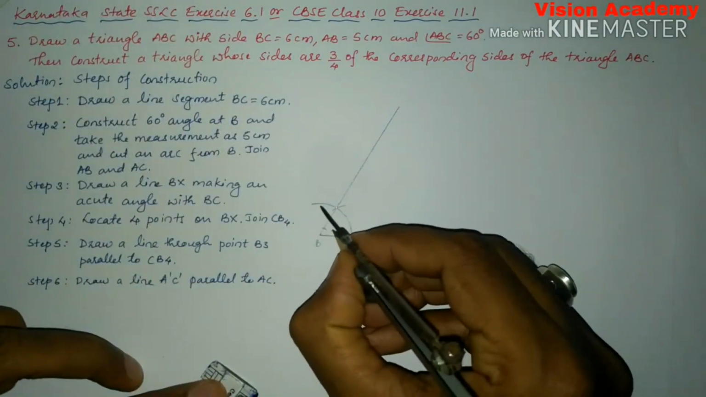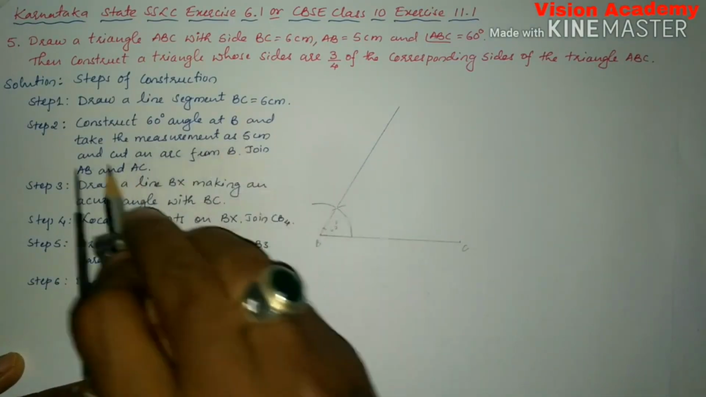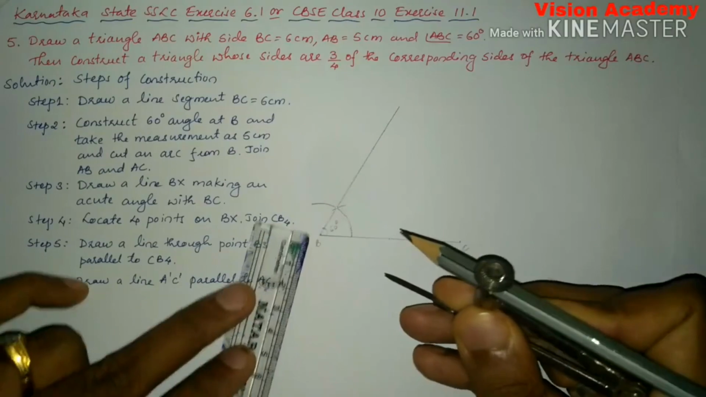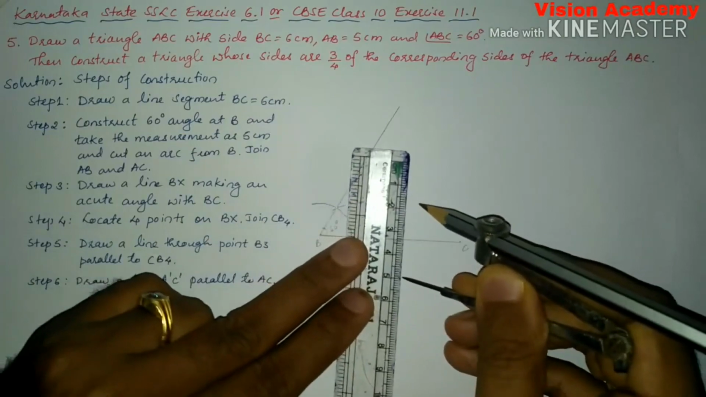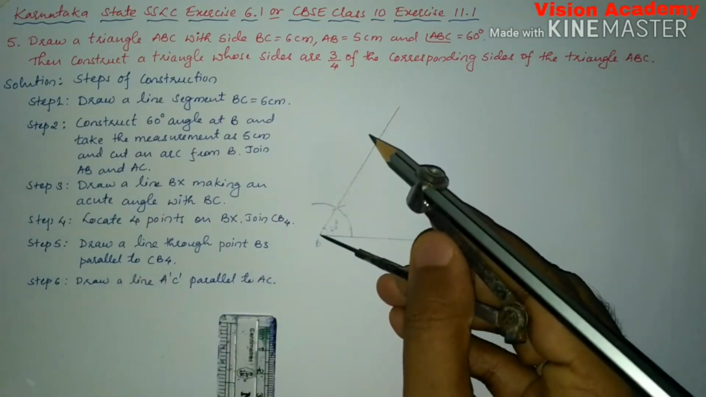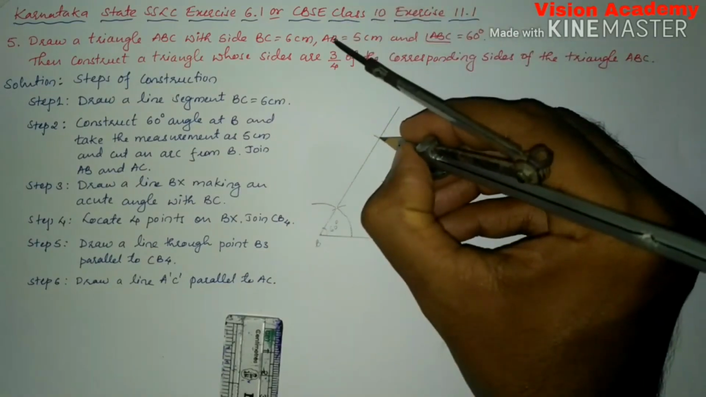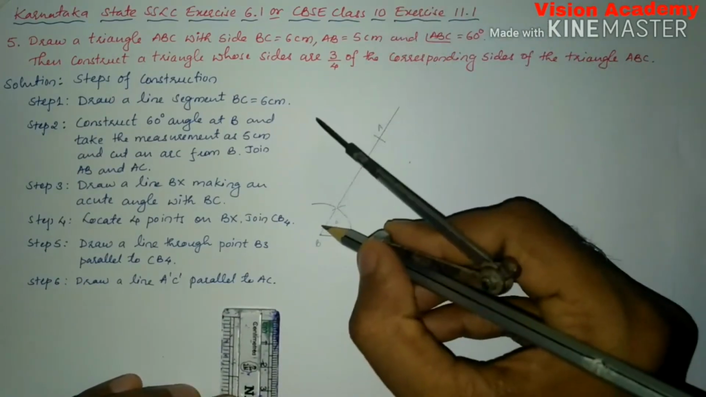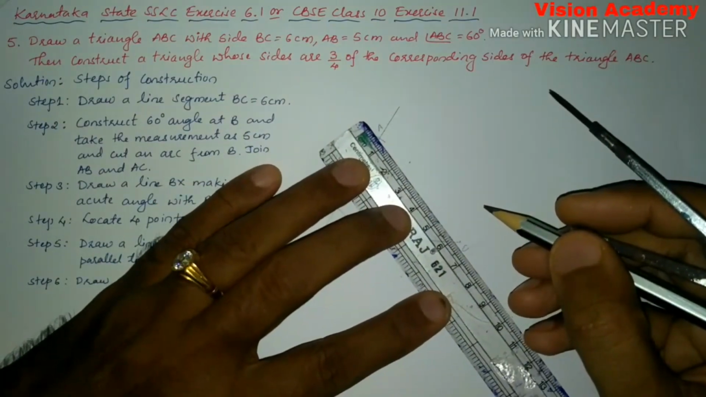So this angle is 60 degree. Now we'll move on to the next point and take a measurement as 5 cm and cut arc from B, join AB and AC. So let us take 5 cm length and from point B we will cut here, and let us name this point as A. Here already AB is joined. Now we are going to join A and C.